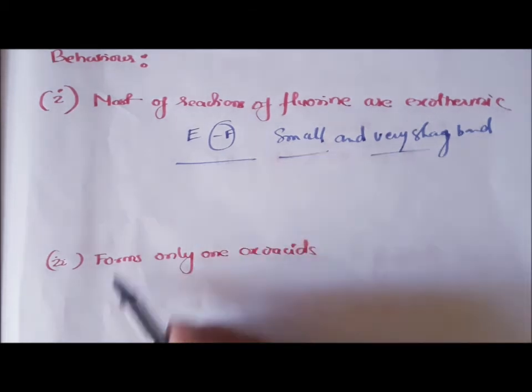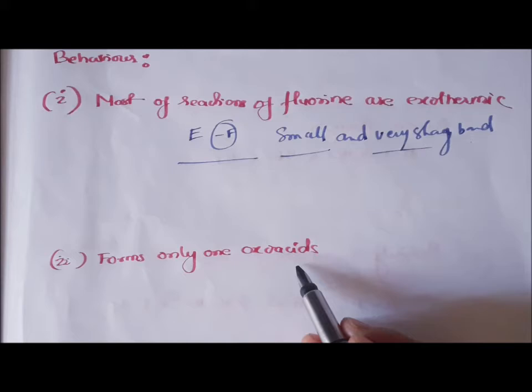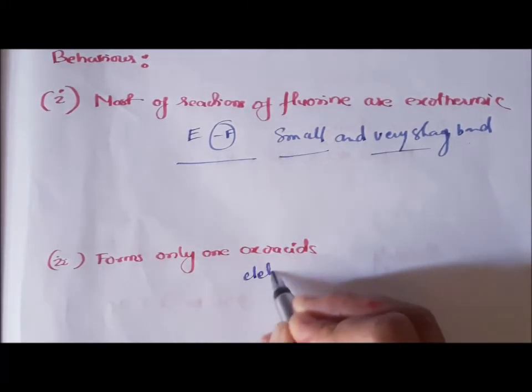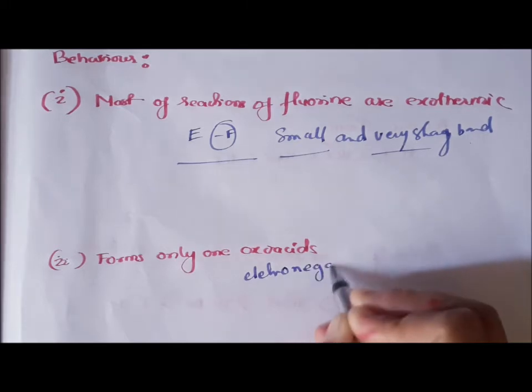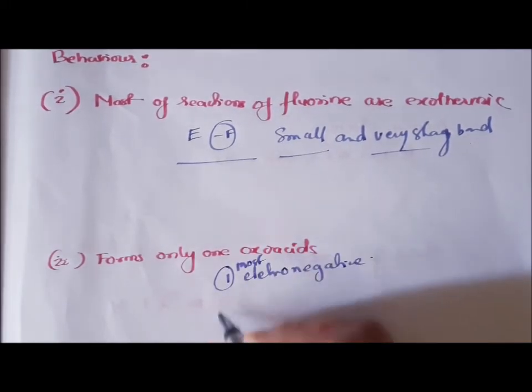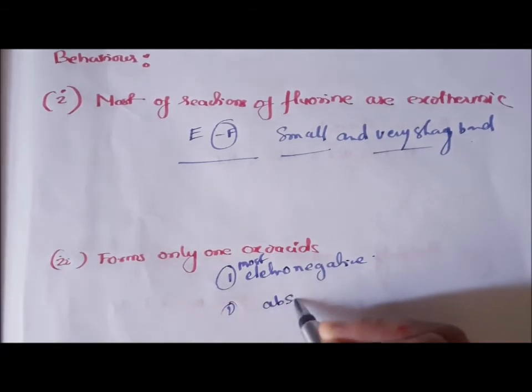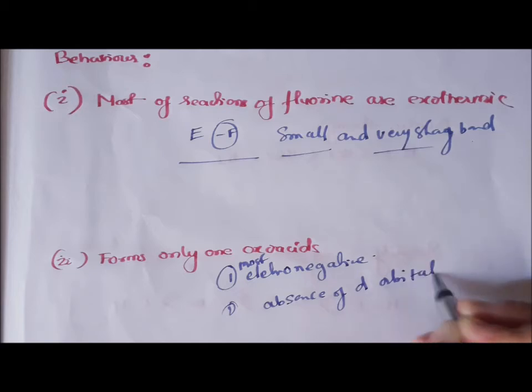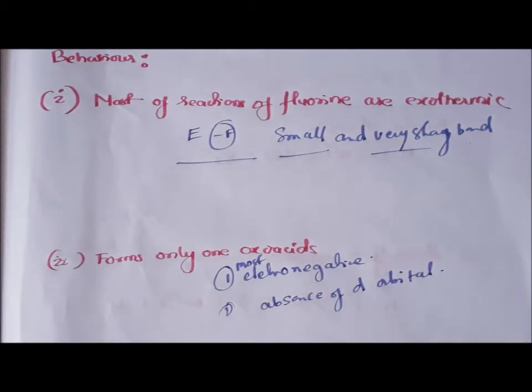Now fluorine forms only one oxo acid. Why? Because it is highly electronegative, right? So one reason is that it is the most electronegative, and the other reason is the absence of d orbitals. Whereas other members of group 17 form a number of oxo acids as they contain d orbitals.